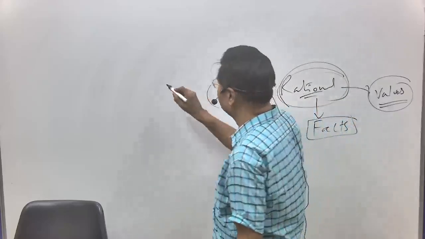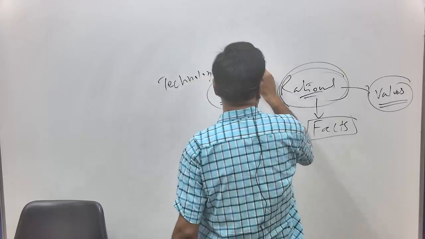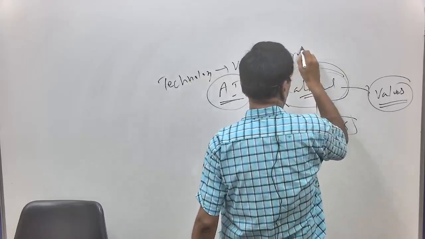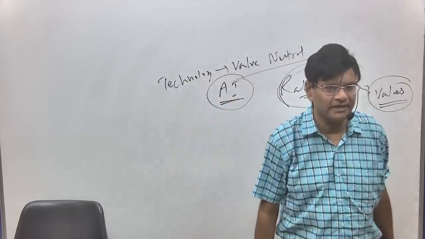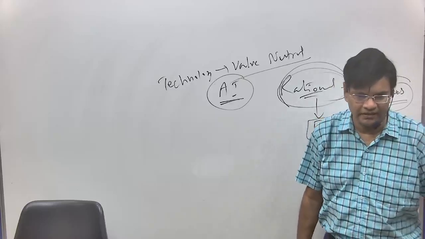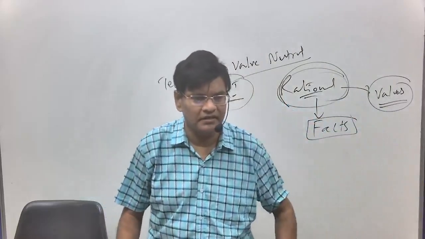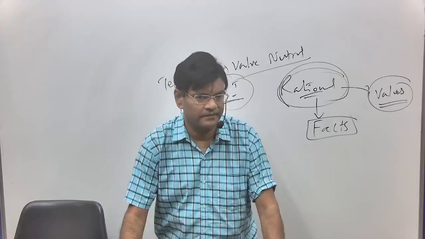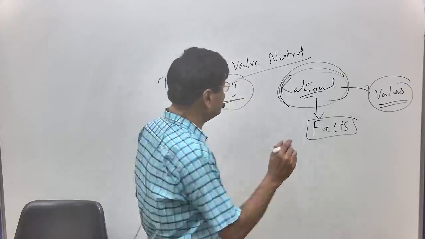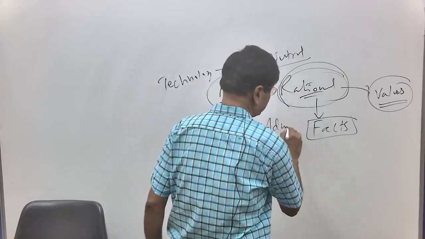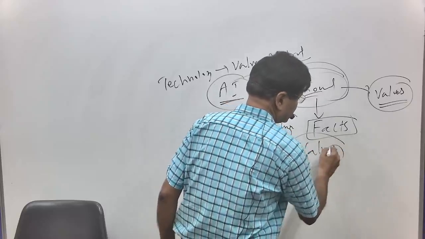technology is value neutral. This is the essence of your answer. Technology is completely value neutral, whether it is artificial intelligence or algorithms or anything else. Whereas in administration, what is required is values.